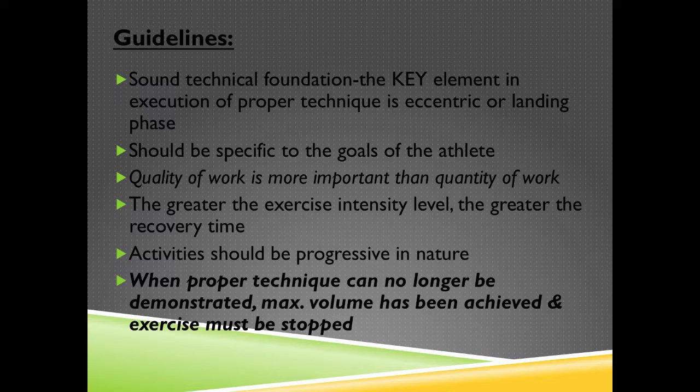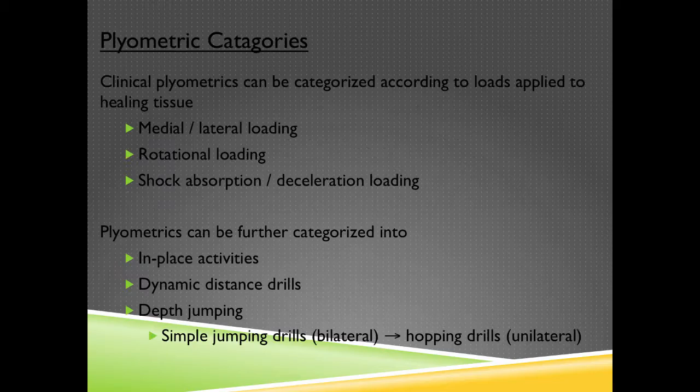And these activities should be progressive in nature. You're not going to start off with one leg box hops with a 24-inch step. You're going to start off where the athlete is. Can they do a 2-leg box hop with a 12-inch step? And then as they get better, we're going to progress them from 2 legs to 1 leg, just like we do with any of our other exercises. Once the proper technique is no longer demonstrated, then our maximum volume has been achieved, and we stop the exercise at that point.